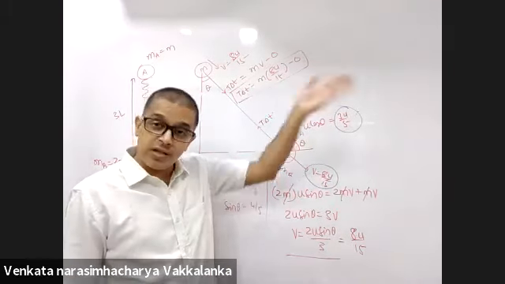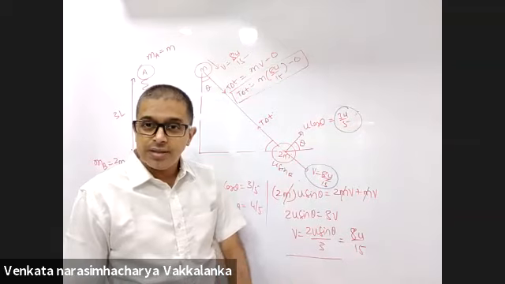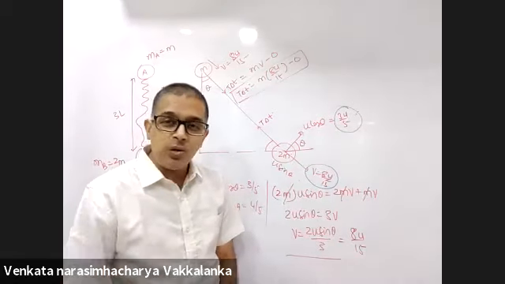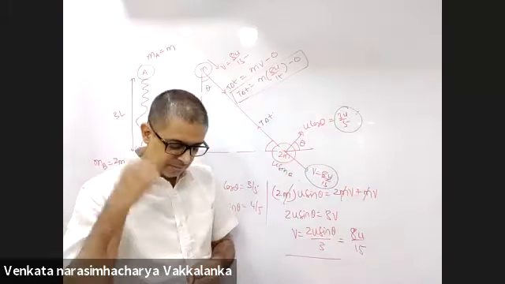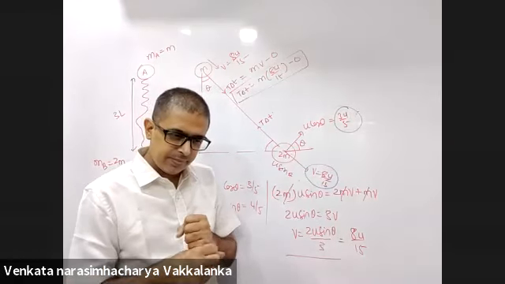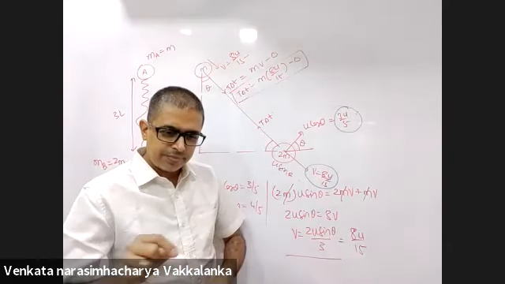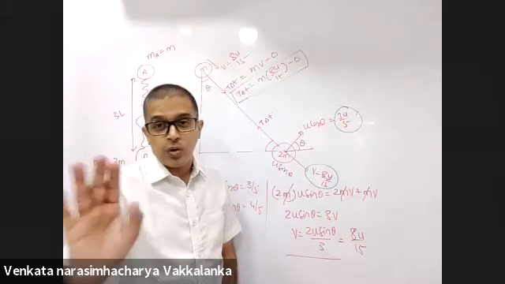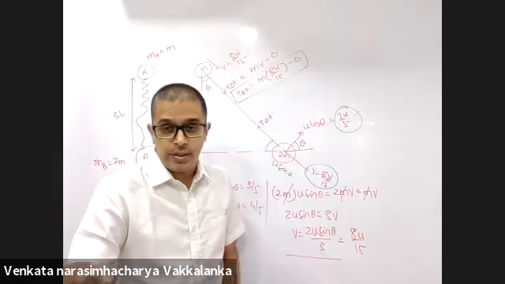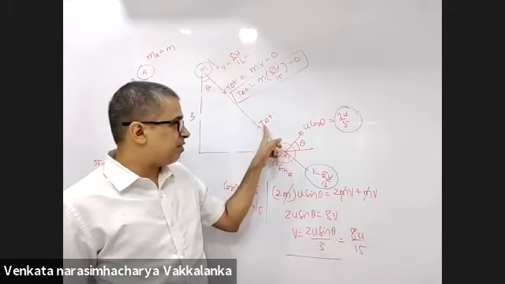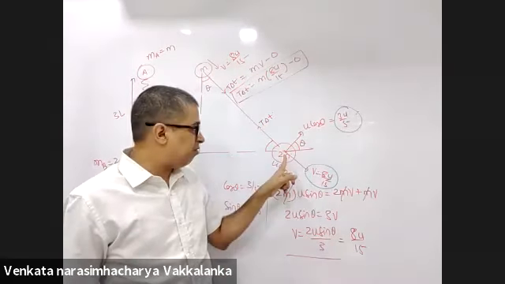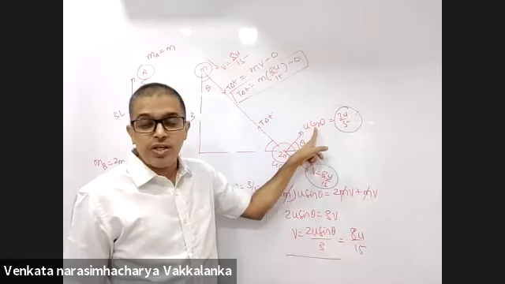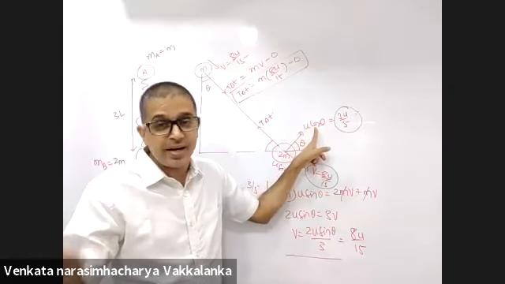Eventually, after the string became taut, what is the value of T? We can use circular motion. Yes, it's a circular motion because both will have relative velocity. Idea is good. Tension provides the required centripetal force, 2m into this velocity square by radius.